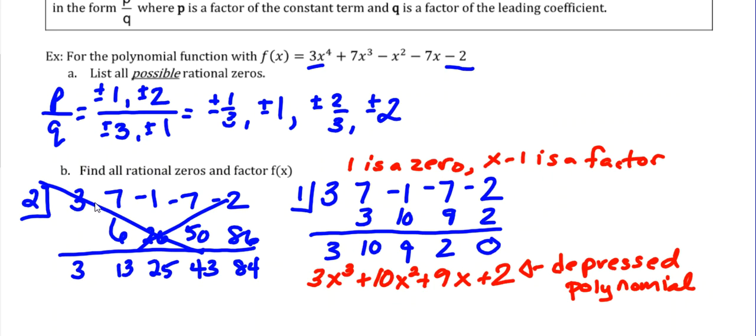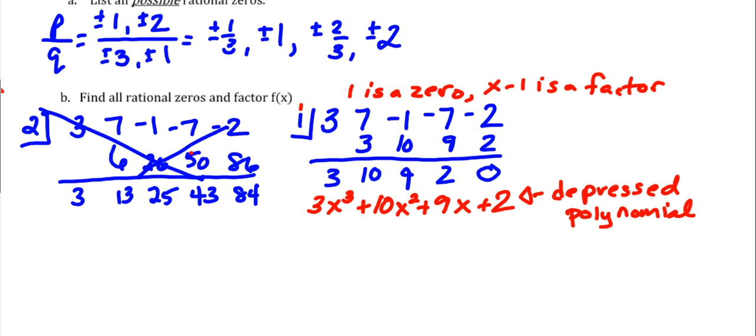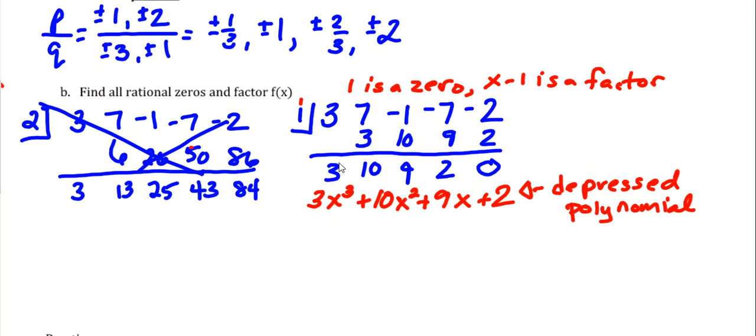Now I know that it's not positive 2, because I tested that and it didn't work. Positive 1 did work, but it's possible it would work again. So you could test 1 again, or any of these others. I'm going to test -1 next. The object is to get this depressed polynomial even smaller, so I'm not going to go back and divide the original problem. I'm going to divide the depressed polynomial. I'm going to put -1 in the box and use these new coefficients, 3, 10, 9, 2. If this doesn't work, I'm just going to try something else.